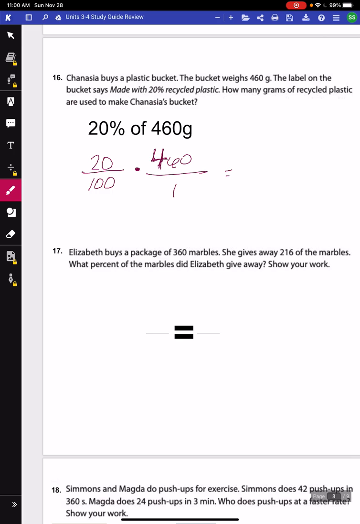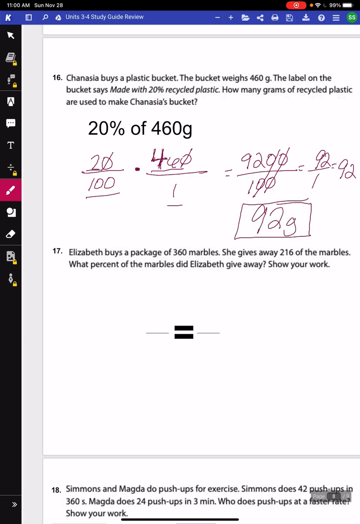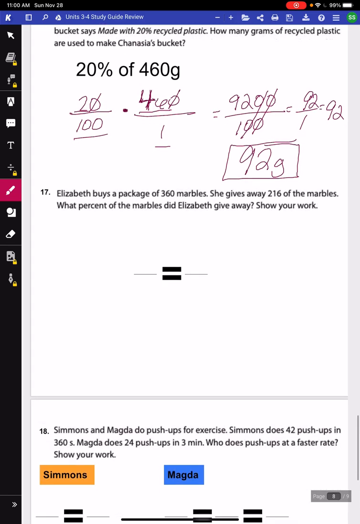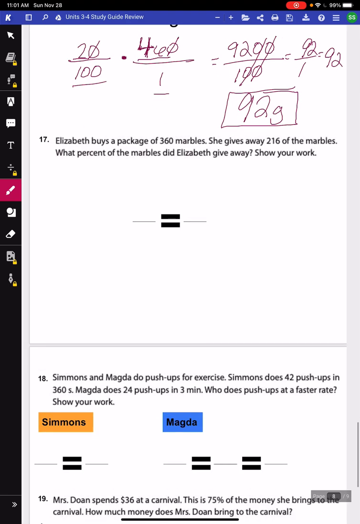Now, 2 times 46 gives me 92, and then I've got to add 2 zeros to the end. Then 100 times 1 gives me 100. Cancel out my zeros. I get 92 over 1, which equals 92. So how many grams of recycled plastic are used to make Shanase's bucket? 92 grams.